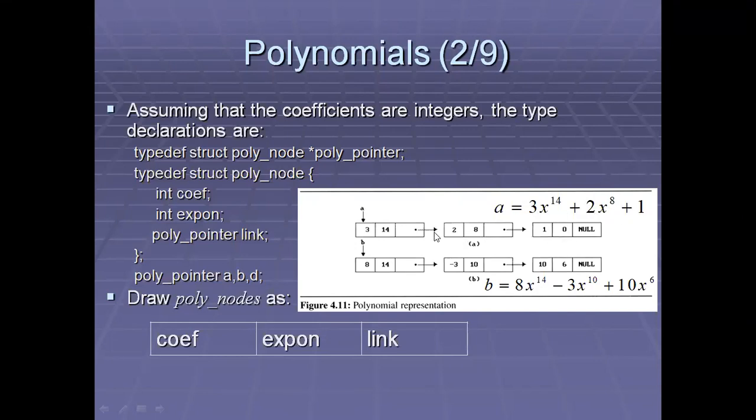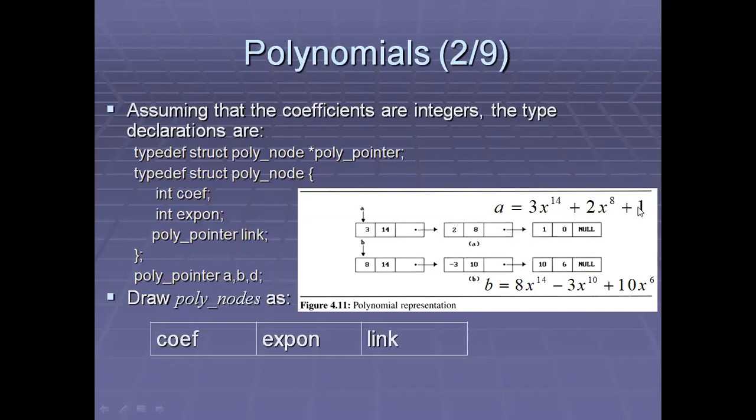So you can see here, again 2, 8, 1, 0, null. So you can see here 2 into x to the power of 8. So 2 I kept in the first part of the node and 8 in the second part of the node. And the third part of the node is nothing but the address of the next node.